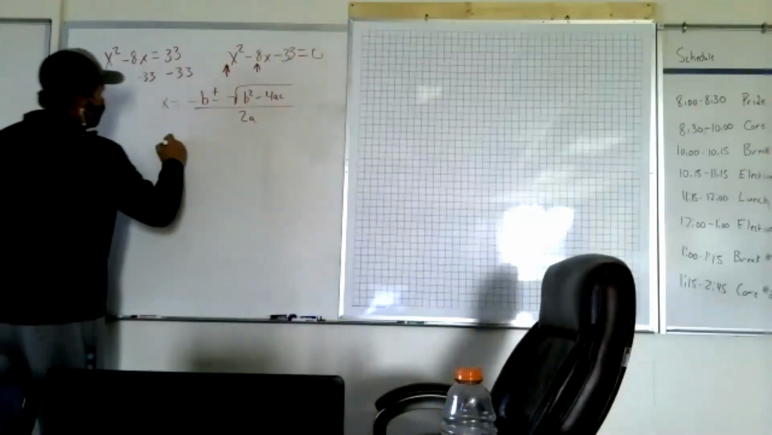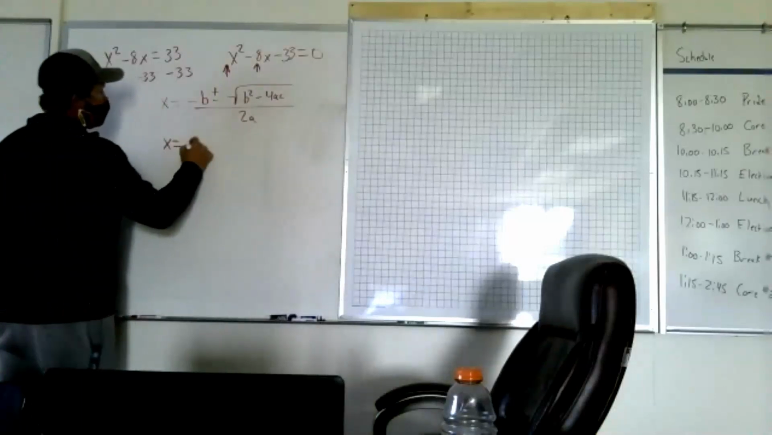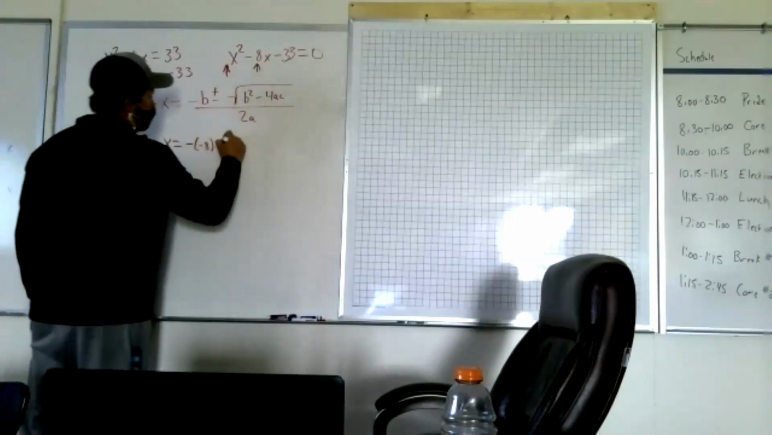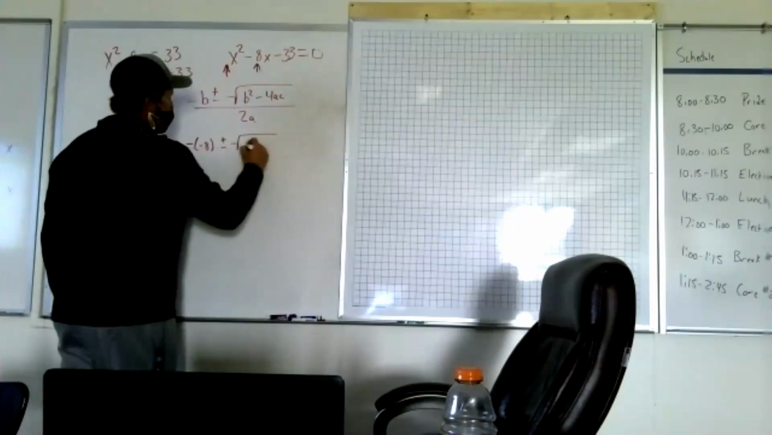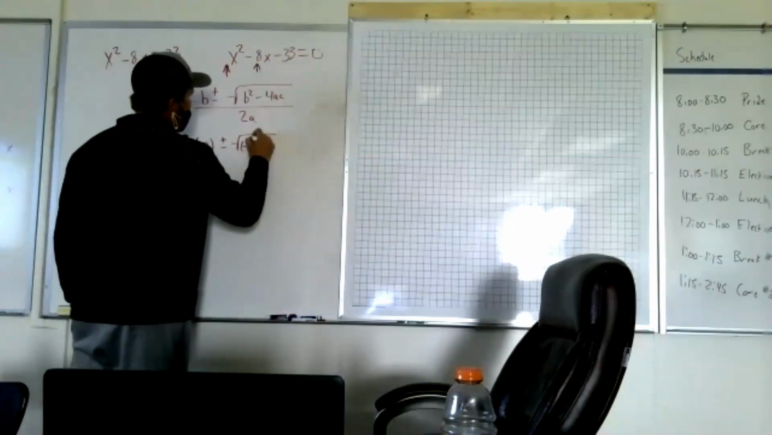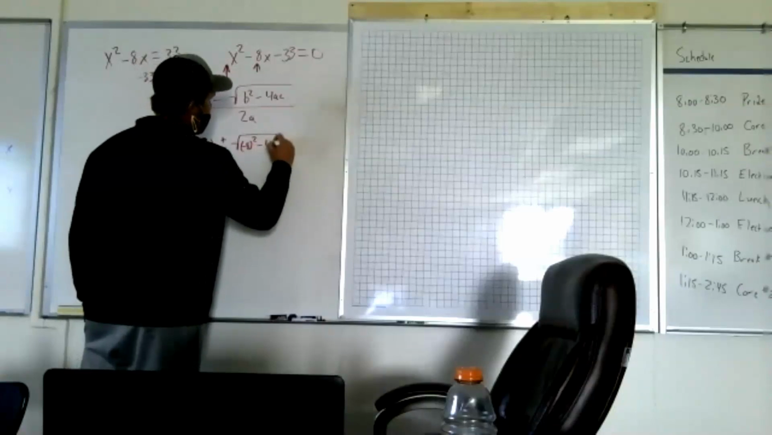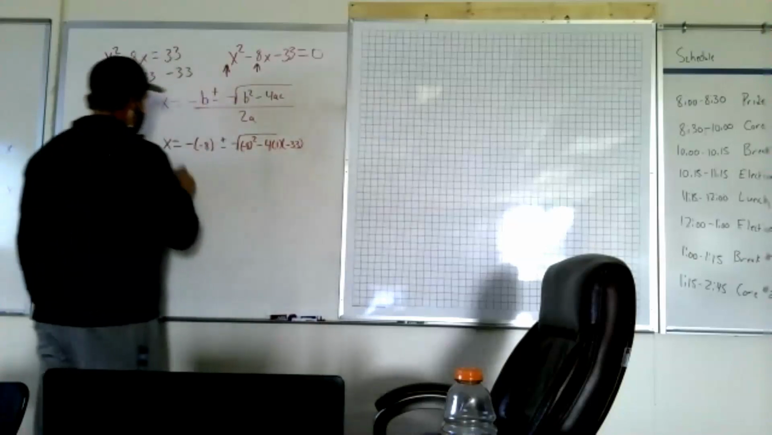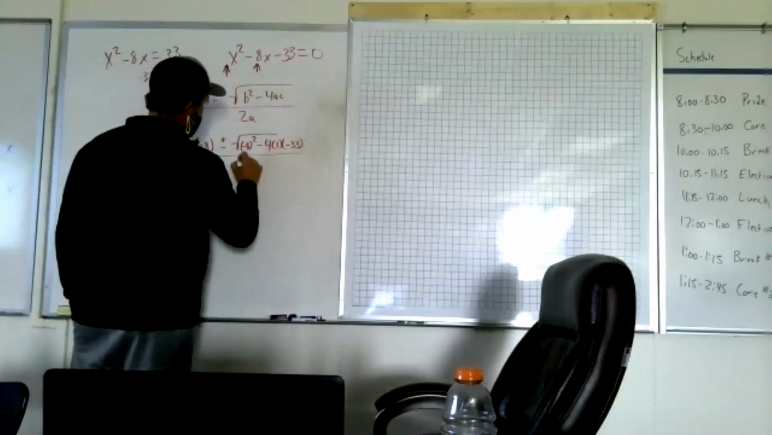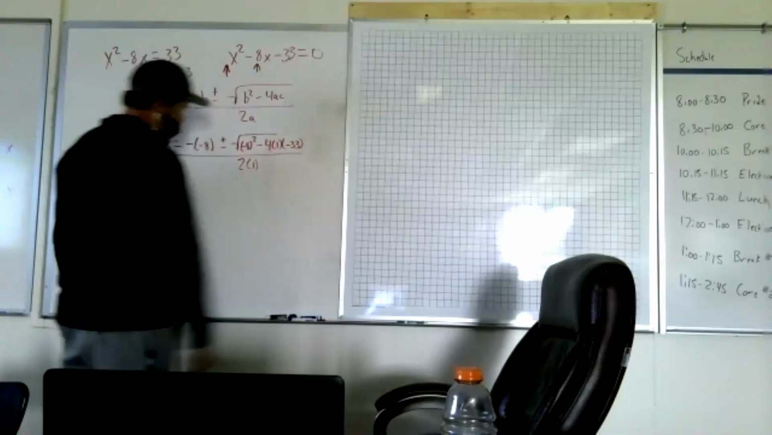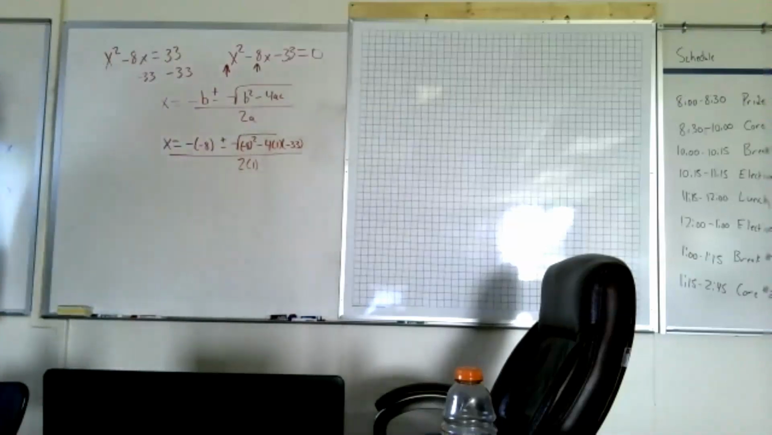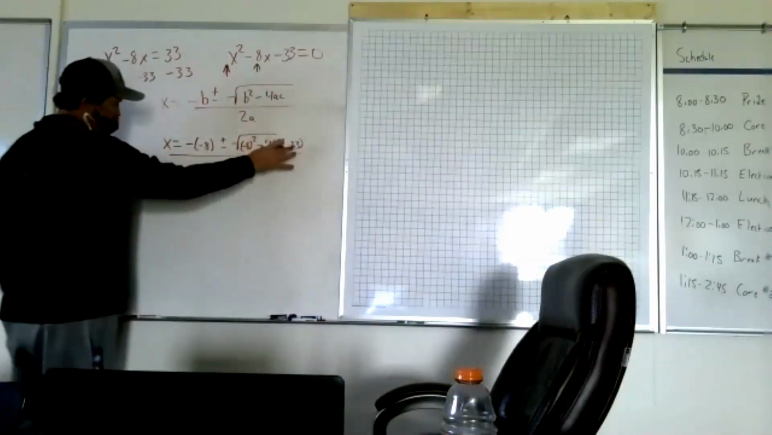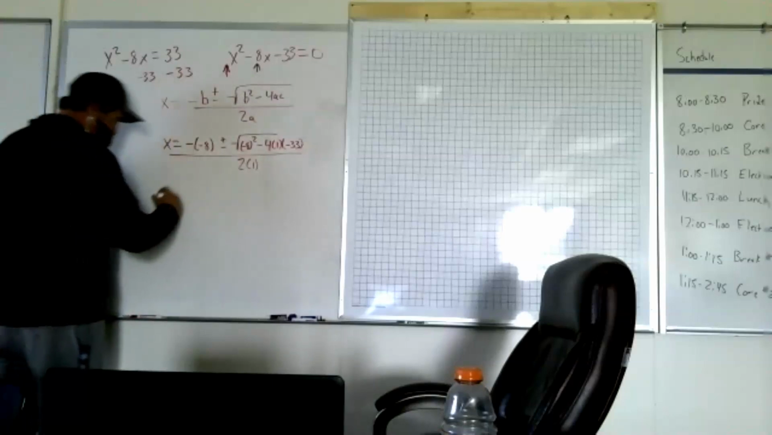So our equation is x is equal to negative 8 to show the opposite, plus or minus the square root of negative 8 squared minus 4 times 1 times negative 33, all over 2 times 1. To make it a little simpler, we're going to take care of the exponents, do the multiplication all together, and then rewrite it.